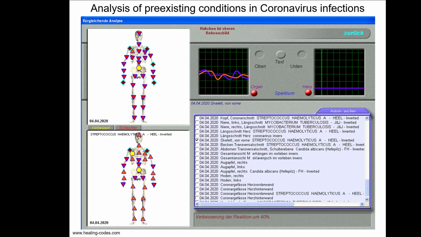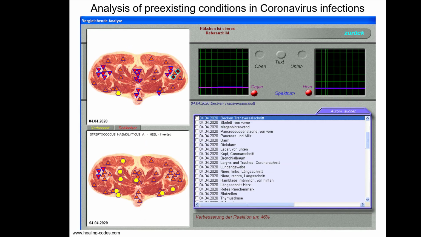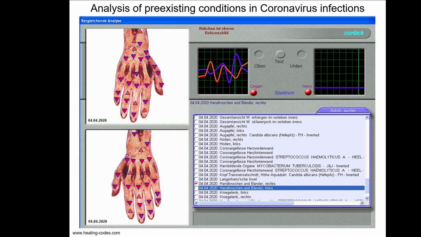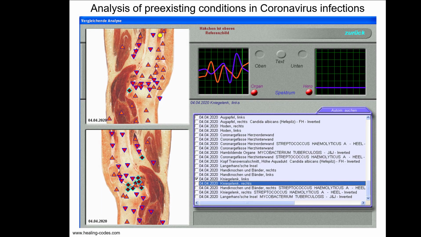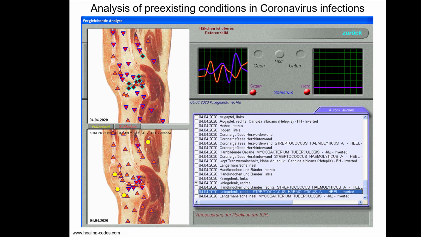The rheumatic problem caused by Streptococci in the skeleton is very clearly shown with 40%. Both hip joints are also affected, more strongly on the left than on the right side, with 46%. In the area of the hands, as well as in the area of the knees, there is a clear strain of Streptococci. Clinically, considerable rheumatic complaints can be assumed here.